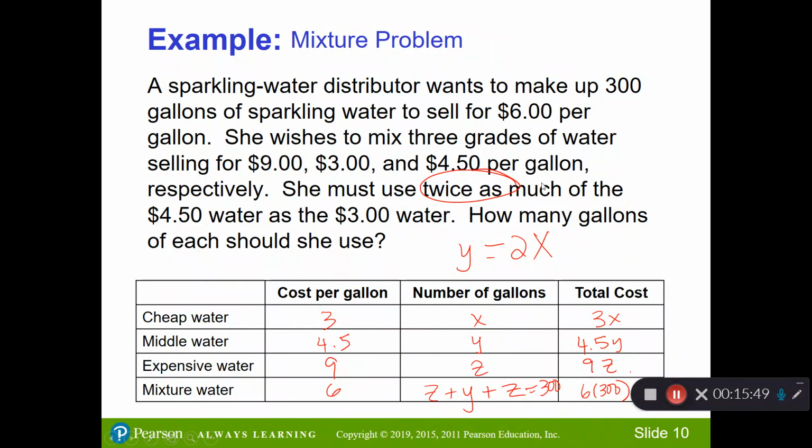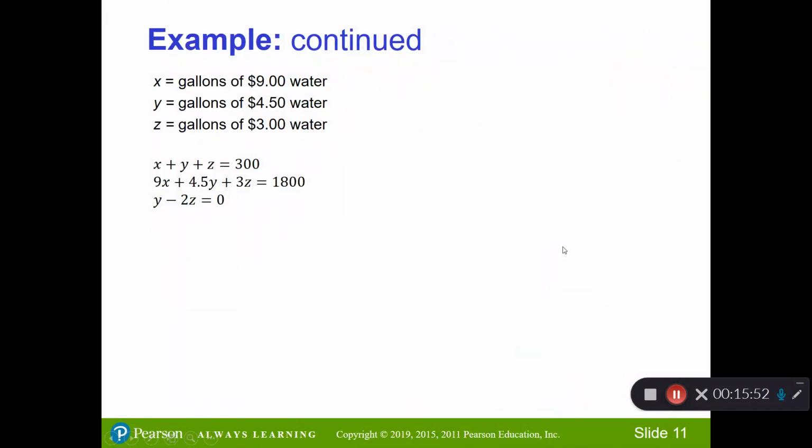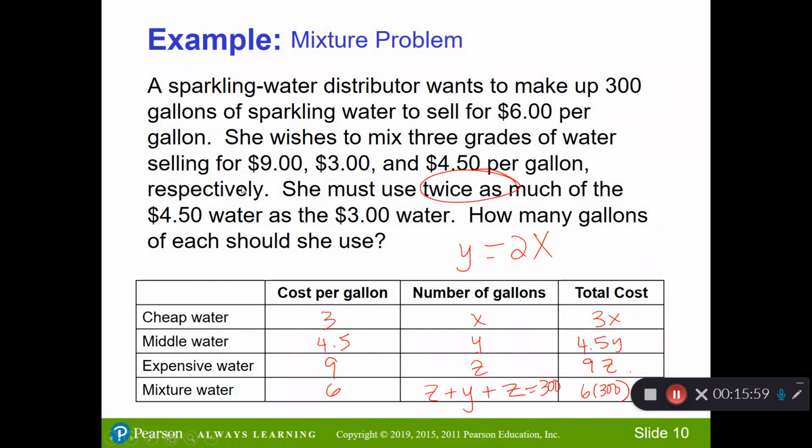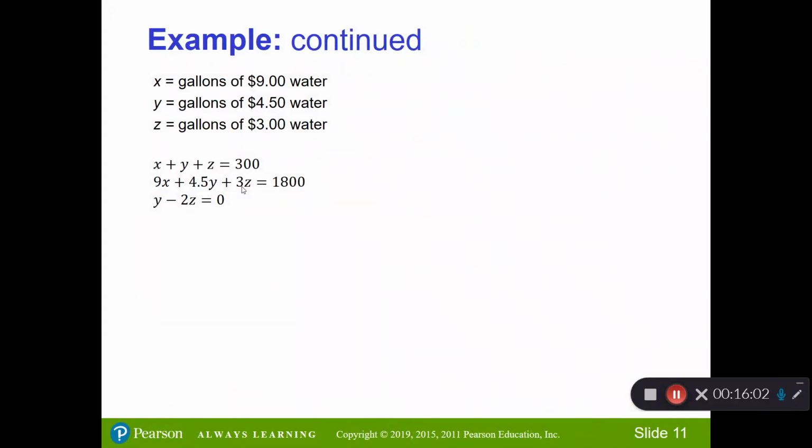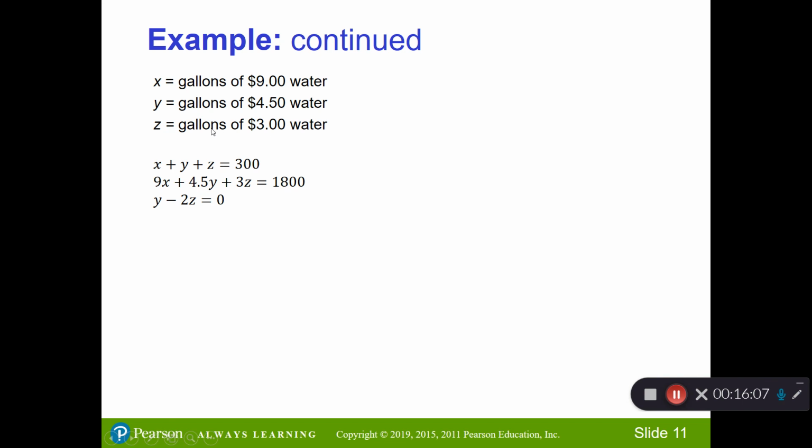So my 3 equations will be y minus 2z equals 0, x plus y plus z. I think I put the wrong variable on something here. Expensive water was z. I wrote it backwards when I made this up, sorry. So my z was the cheap water. So I did x plus y plus z equals 300. That's the total volume of water. Then the amounts, 9x plus 4.5y plus 3z equals 1800. And then y minus 2z equals 0. So this gives me easily y equals 2z.